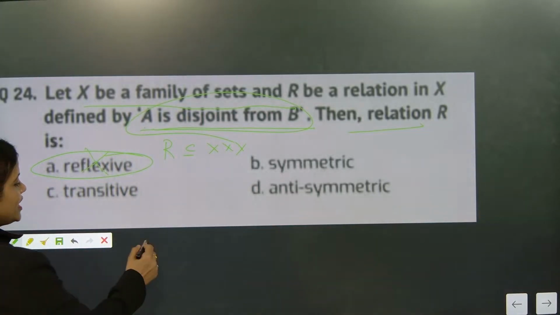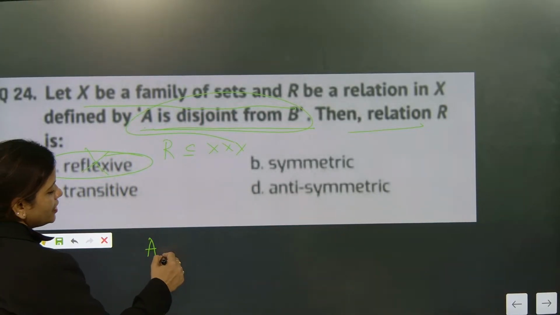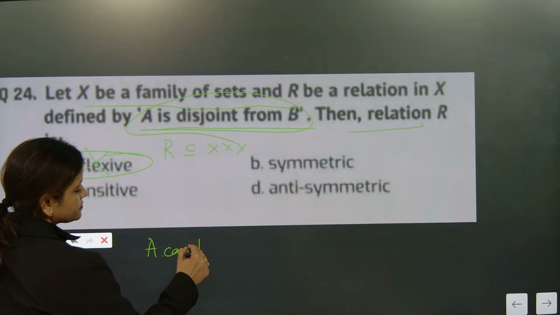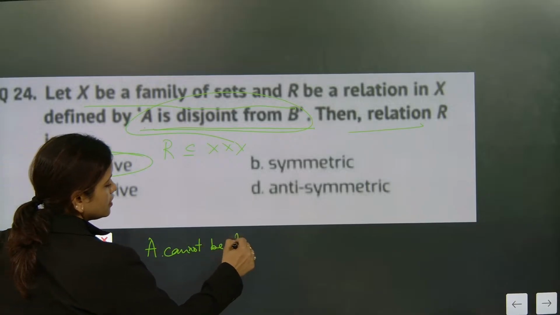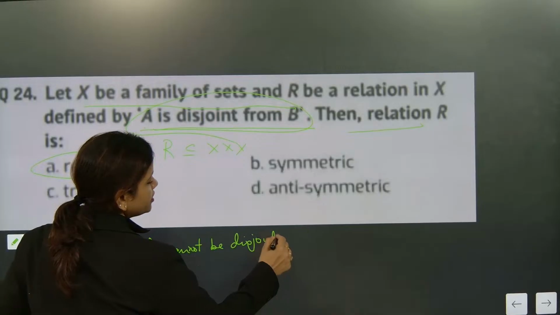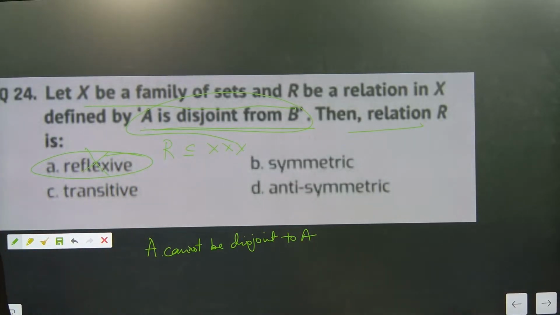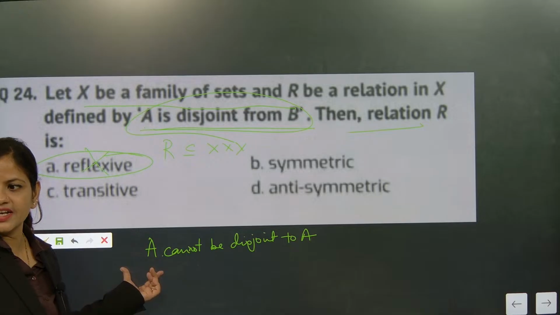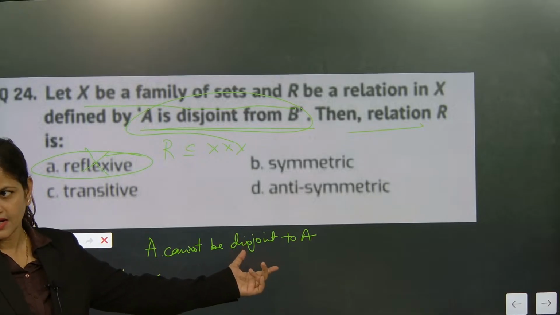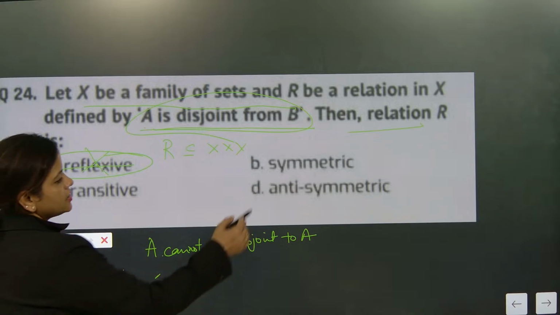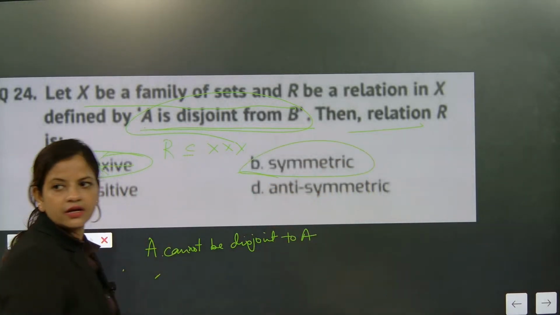Understood? A set can never be disjoint to itself. A cannot be disjoint to A. Are you understanding? A cannot be disjoint to itself because whatever elements are present in A, will be present in A. Correct? So it will never be reflexive. Understood? Second, symmetric.